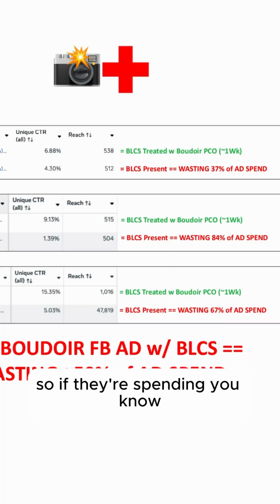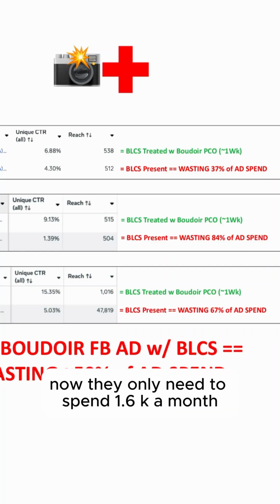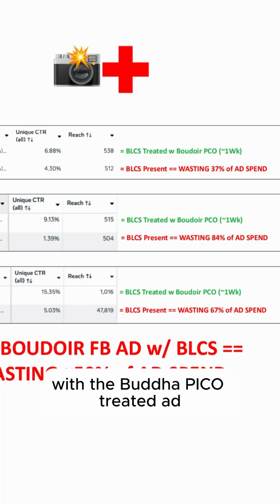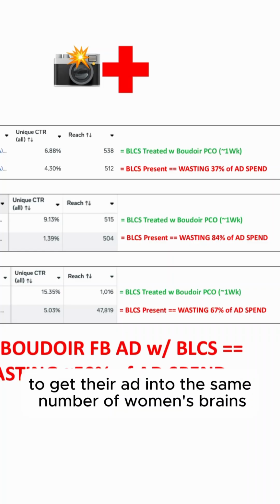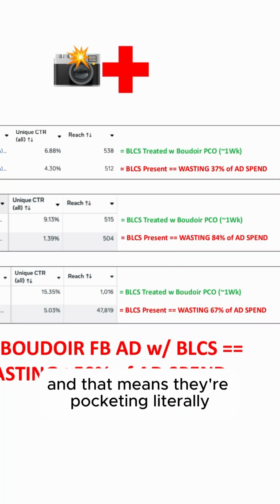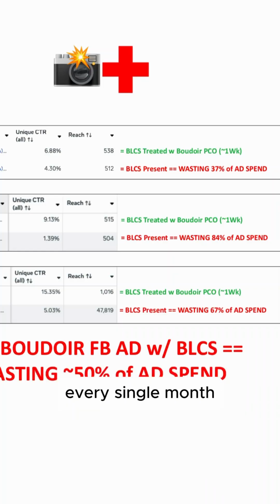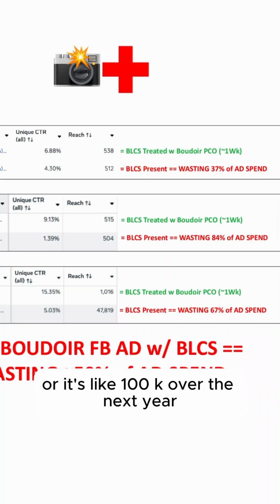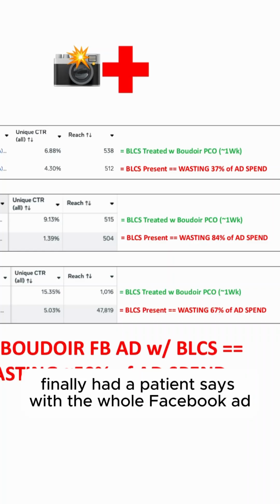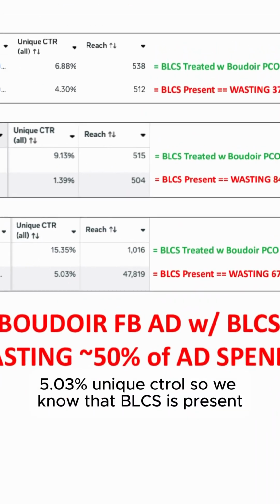So if they're spending 10K a month on Boudoir Facebook ads on the original, now they only need to spend 1.6K a month with the Boudoir Pico treated ad to get their ad into the same number of women's brains in both scenarios. And that means they're pocketing kind of a phantom profit, $8,400 a month every single month, or it's like 100K over the next year without having to do any extra work.